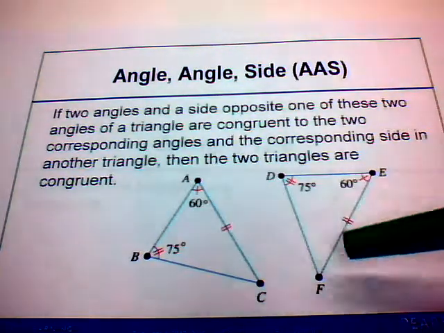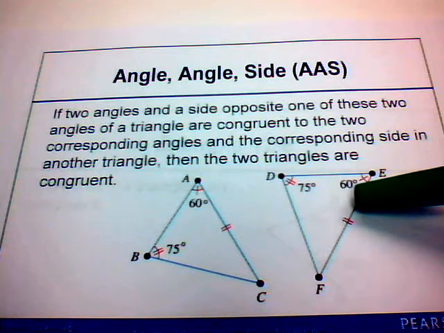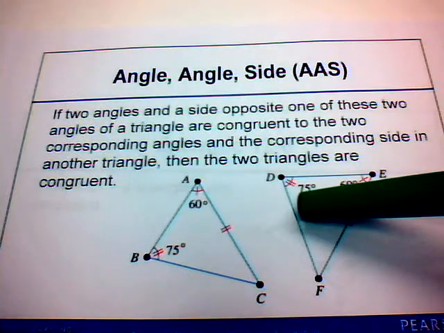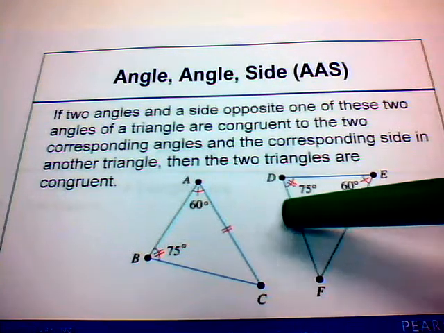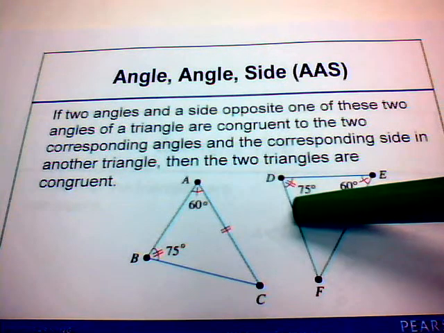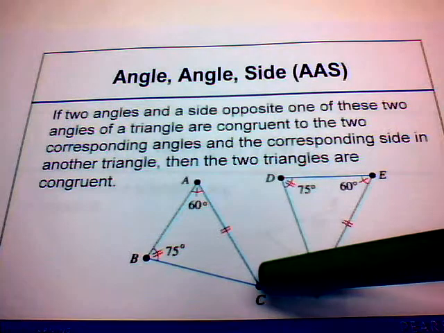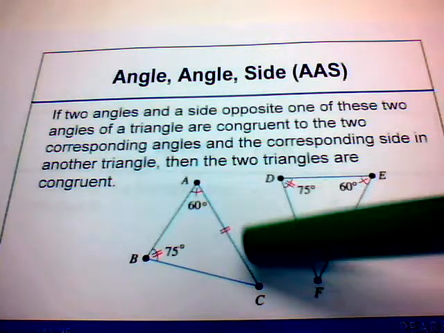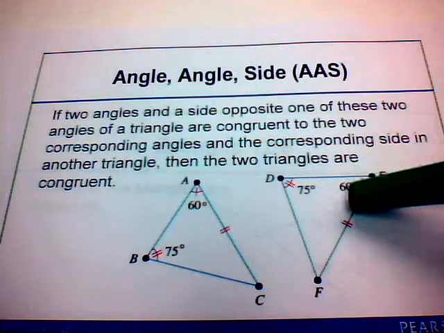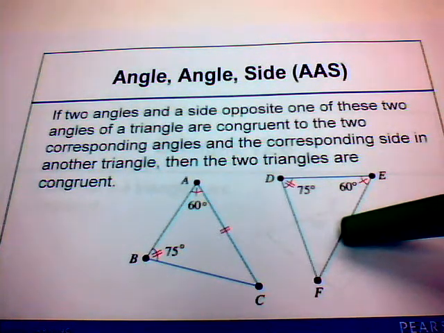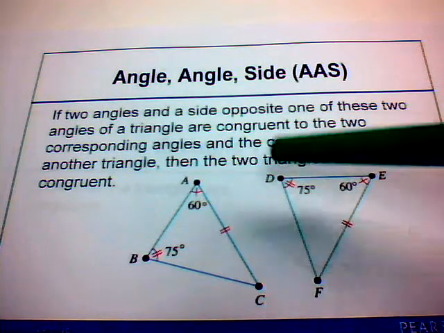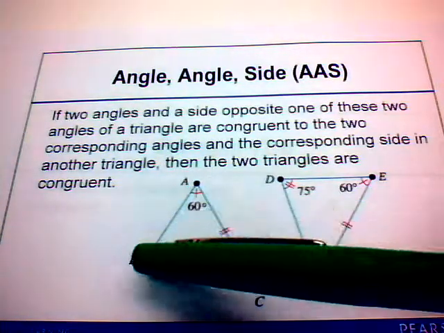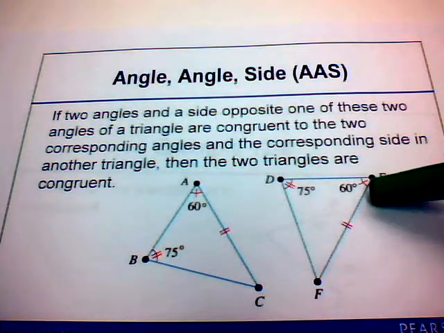Now look at angle A and angle E. They have a measure of 60 degrees, so angle A is congruent to angle E. Look at angle B and angle D. They both have a measure of 75 degrees, so angle B is congruent to angle D. And here, side AC is a side that's opposite angle B. So side AC is congruent to side EF. That's the corresponding side that's opposite angle D. So using the angle angle side property, we can conclude that triangle, let's say ABC, is congruent to triangle EDF.